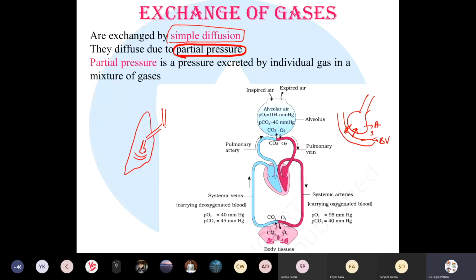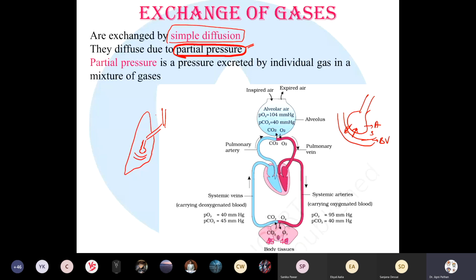Why does oxygen need to move from alveoli into the blood? Why does carbon dioxide need to move from blood to alveoli? So this happens due to partial pressure. The movement of gas happens due to partial pressure. I'll tell you what partial pressure is. So what do you mean by partial pressure?